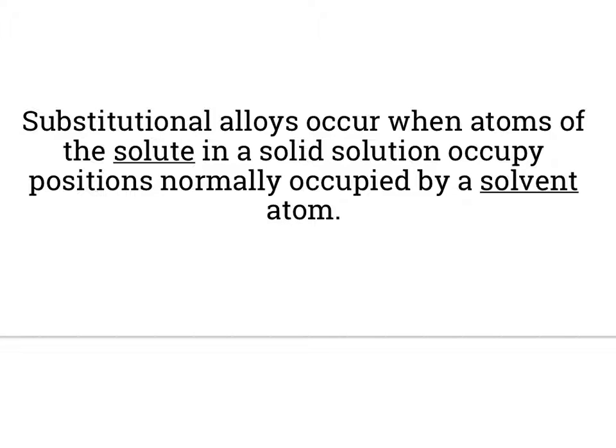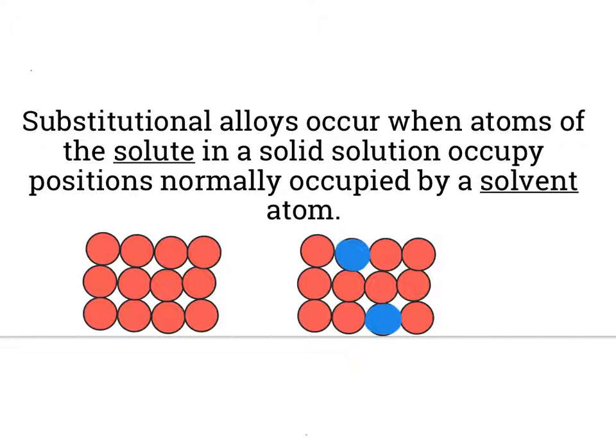Let me give you an example. Okay, as you can tell, not quite the greatest artist, but it's good enough. Basically, substitutional alloys are when we substitute in a different element into a compound. So if the red is the solvent and we occasionally have blue, that's a substitutional alloy. It really doesn't look a lot different; shape-wise, it doesn't change a whole lot.